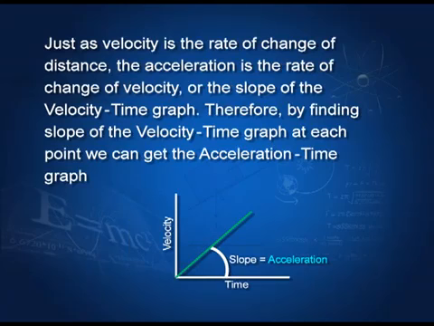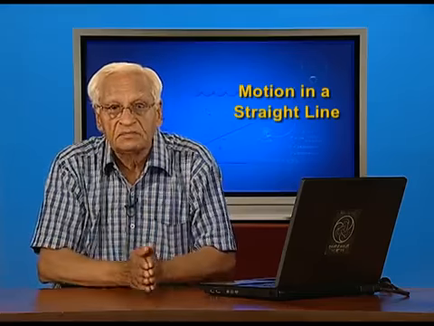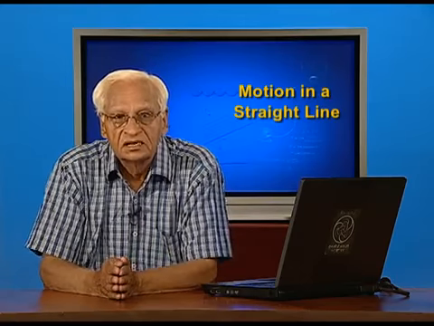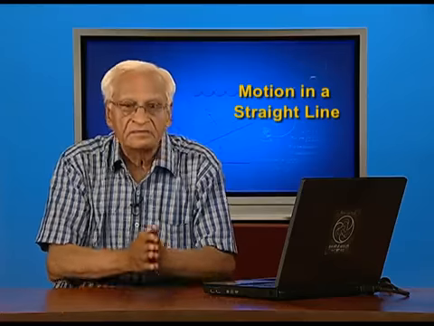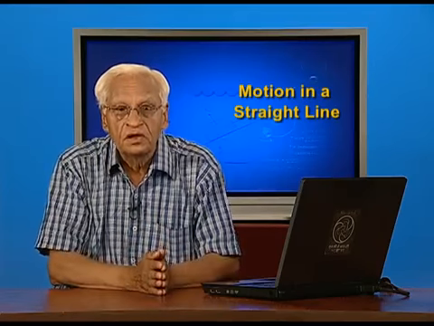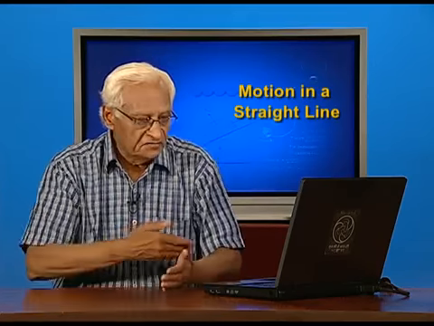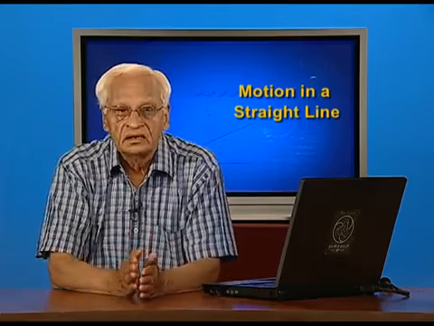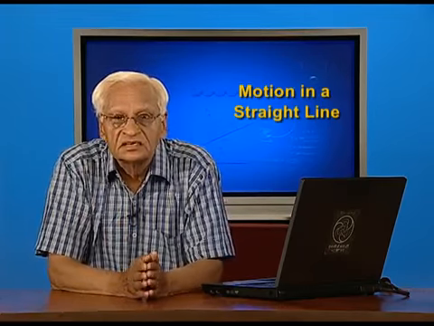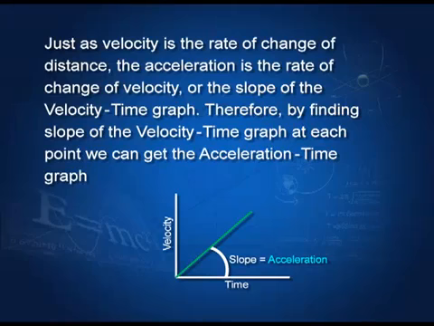Now, if we have velocity time graph, then the slope of this graph would show us acceleration. Why? Because velocity by time is acceleration. Therefore, if we have velocity time graph, then its slope would be acceleration, and if the graph is uniform or linear, that means the acceleration is uniform. And most of the time we deal with uniform acceleration in earlier classes.